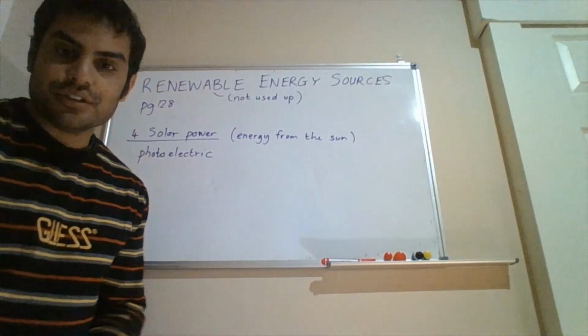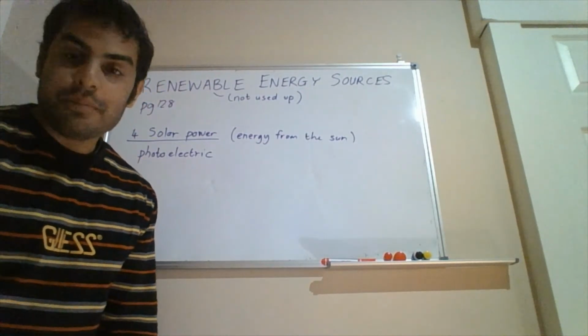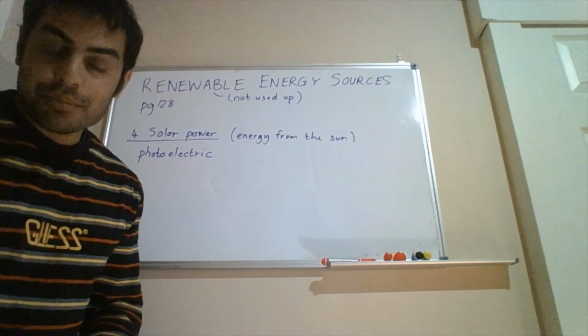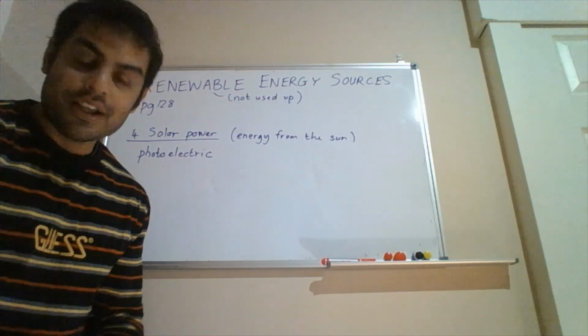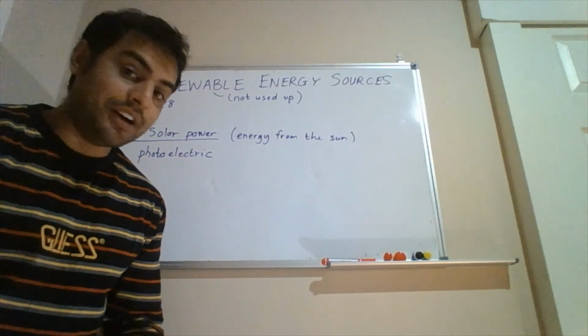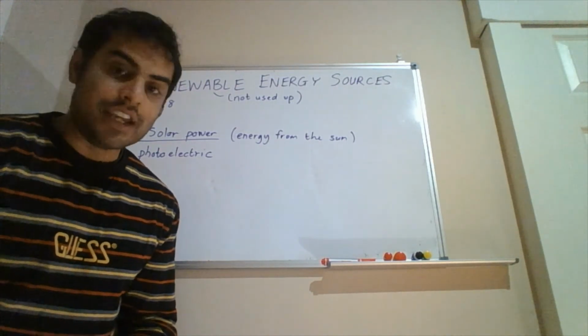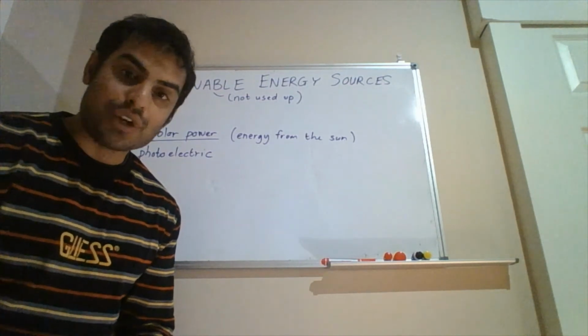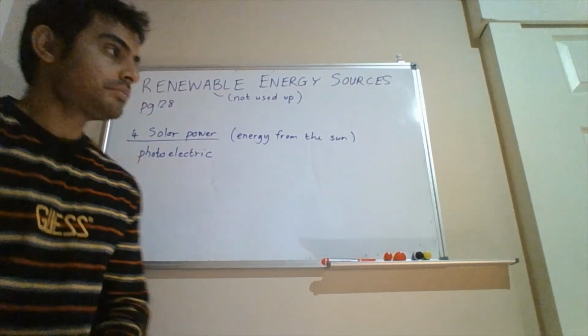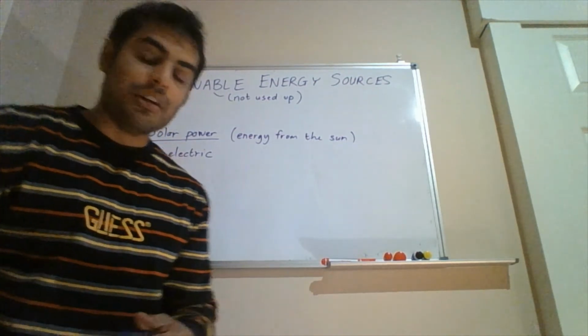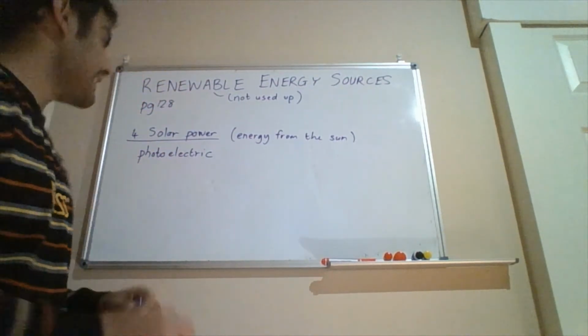So next up, we're going to talk about solar power. Solar power is energy from the sun. We've already seen an example of this when we looked at plants. We said that plants, green plants, get their energy from the sun, and they use this energy to help convert nutrients into food. In man-made applications, we have solar power used in two different applications.